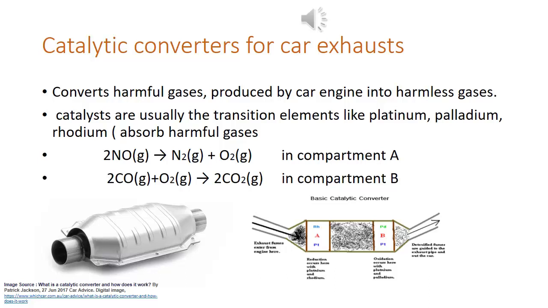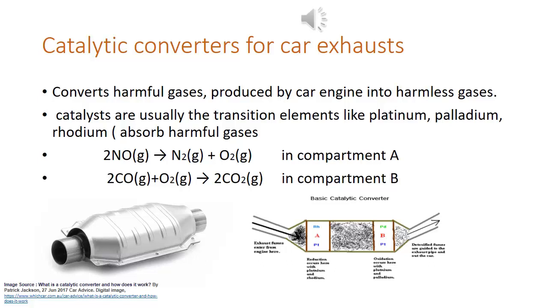Let's see what reaction takes place. The catalytic converter consists of two compartments, compartment A and compartment B. In compartment A, catalysts like rhodium and platinum are present. So first, the harmful gases enter compartment A. There, the catalytic converter converts the harmful gas NO, nitrogen oxide, into normal gases. What gases come out? See the reaction: 2NO gives nitrogen and oxygen. So when these are split, they are not harmful. So in compartment A, nitrogen and oxygen gases are produced and they are separated.